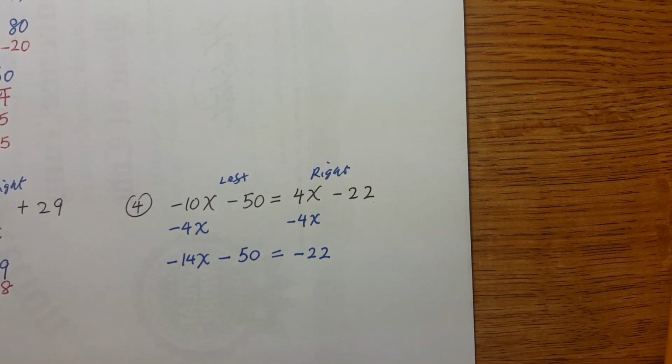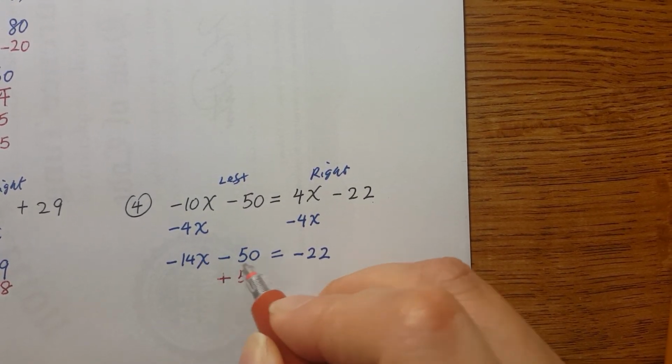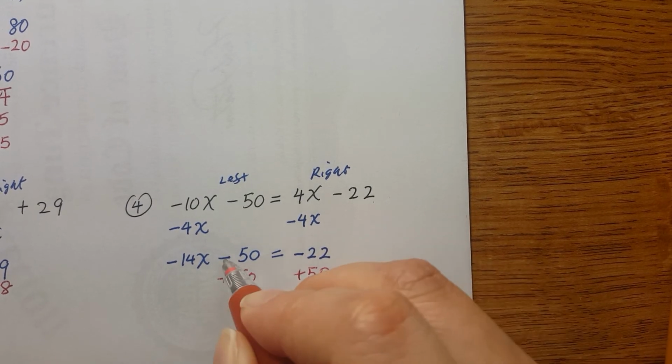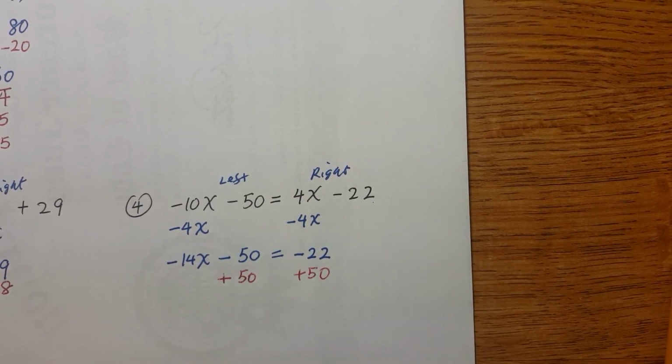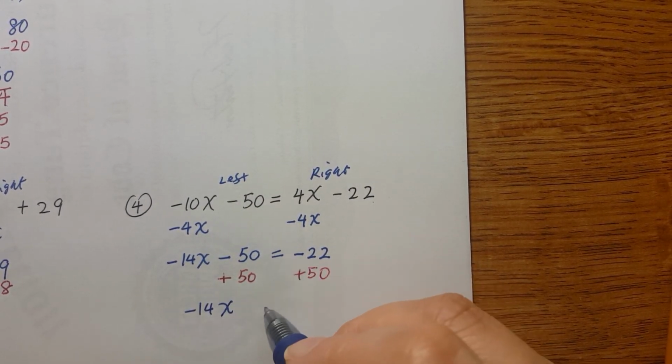Now it turned into something we learned before. So if we want to keep the negative 14x, we want to make the minus 50 disappear. So we are going to do the inverse or the opposite. So we plus 50 both sides, plus 50, and then plus 50. Negative 50 and plus 50 disappear. And then you will have negative 14x left over, equal sign.